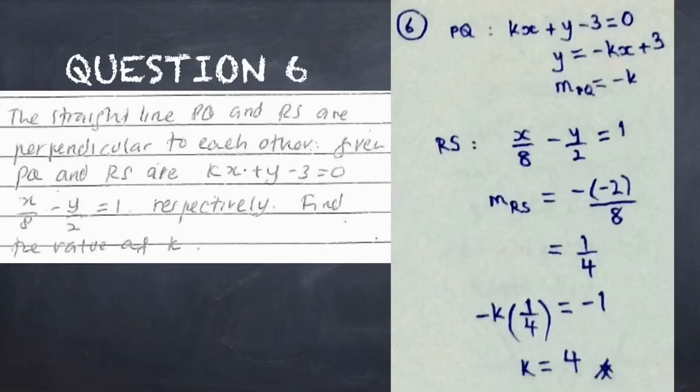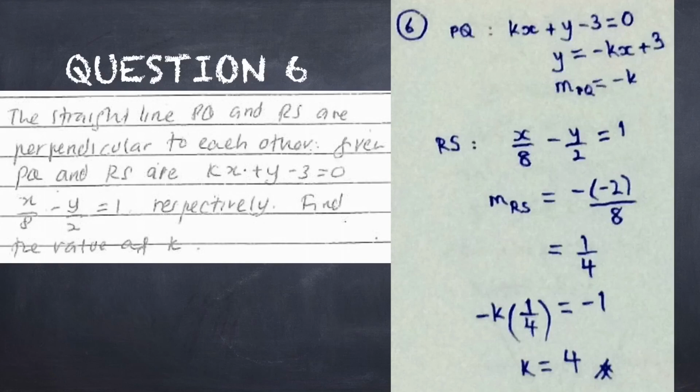Alright, question number 6, we have the straight lines PQ and RS that are perpendicular. The equation of PQ is kx plus y minus 3 equals 0. Now you bring over the kx, it becomes negative kx, so the gradient of this line will be negative k. If you look at the equation of RS, you have x over 8 minus y over 2 equals 1. Based on this, the x-intercept is 8 and the y-intercept is negative 2. The formula for the gradient is negative y-intercept over x-intercept. So negative times negative 2 over 8 will be 1 over 4.